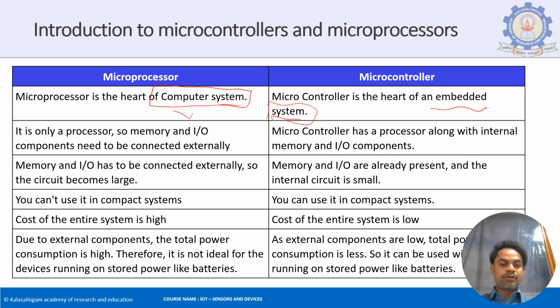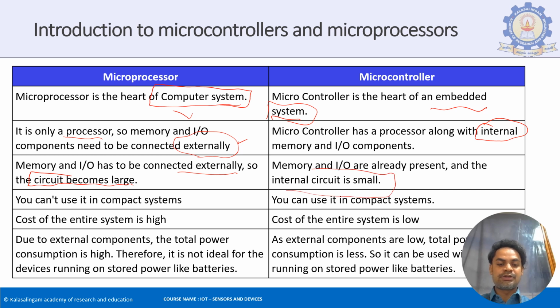And in a microprocessor, it's just only a processor. So memory, IO, and all these components have to be connected externally, as I told in the diagram. But here, everything is available internally in your microcontroller. Memory and IO have to be connected externally, like the memory here, which we spoke of earlier. So the circuit becomes very large over here.